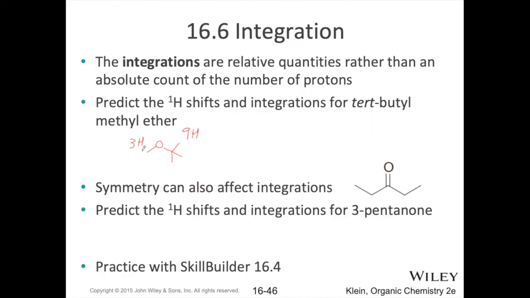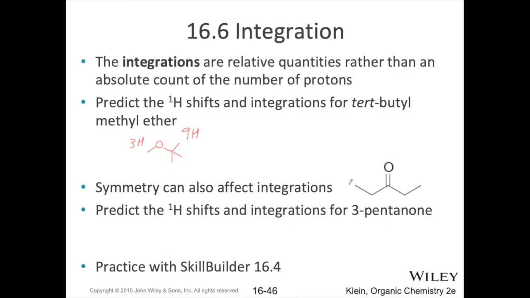I'm using terms like singlet, and I'm going to explain that in a second. I believe the very next slide we're going to talk about multiplicity. But anyway, I'm getting a little ahead of myself. My point here is that there's nothing intrinsic to your spectrum that tells you, oh, there's 3 hydrogens here and there's 9 hydrogens here. No, you're just going to see that the peak over here is 3 times the size of this peak.